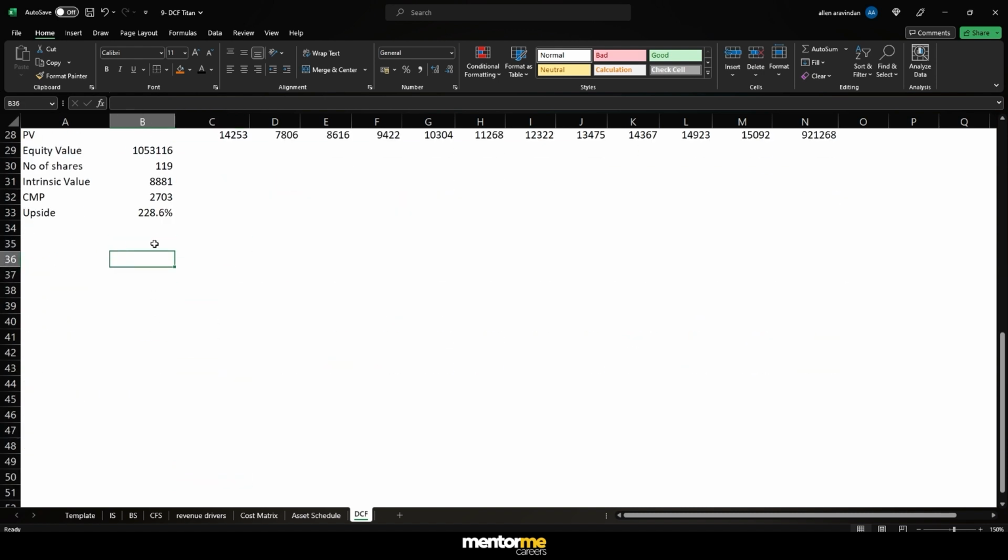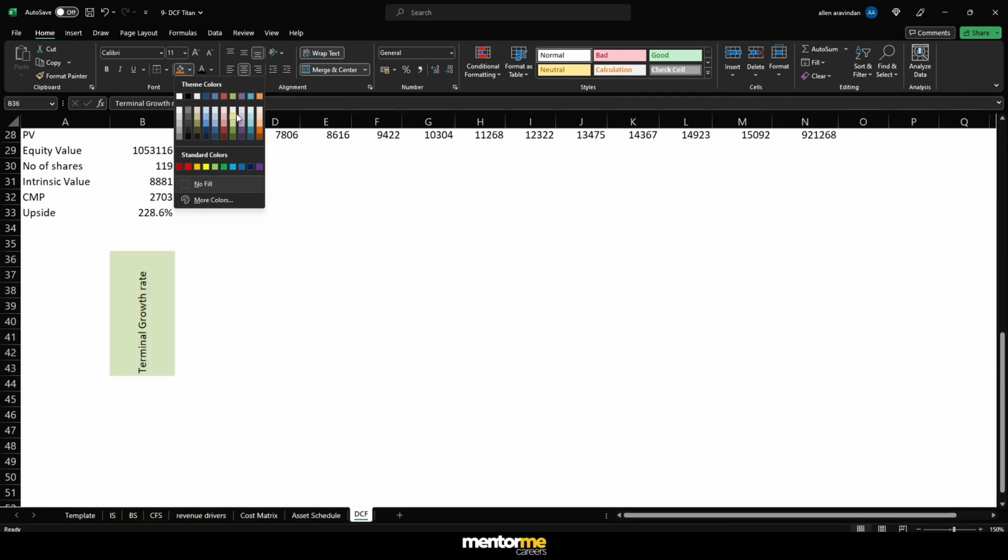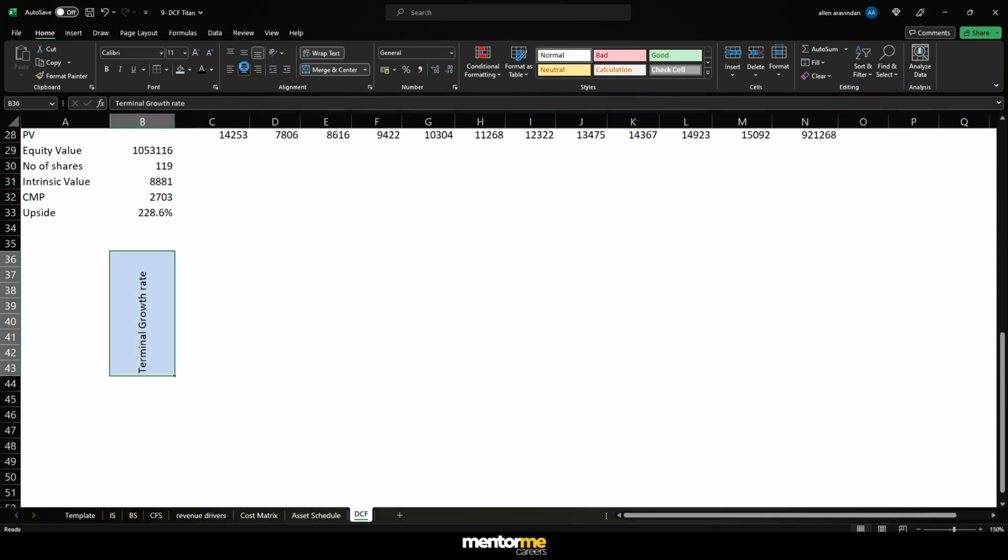So what we can do is we can start putting on one side, I'll rather make it here. We can call this terminal growth rate, and we can just wrap the text and change the direction of the text. So let's just do some alignment here. Okay, so that will be our terminal growth rate, and we can just put some simple colors to make sure that it is easily visible, right?